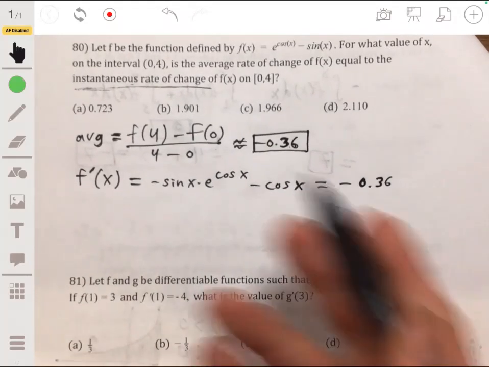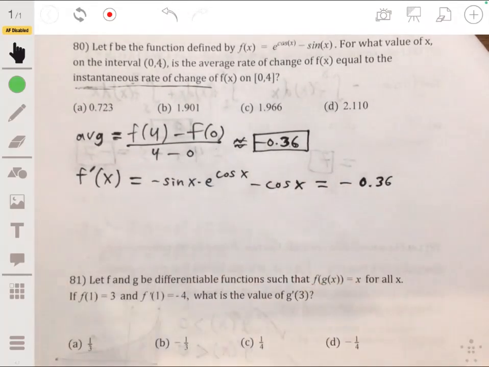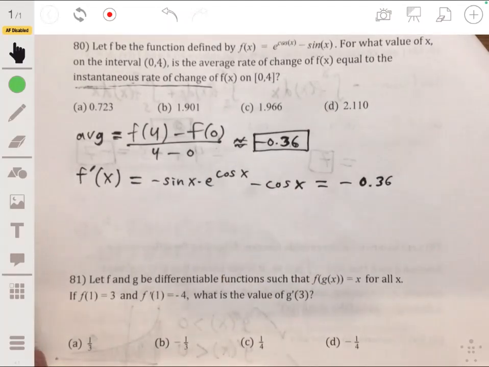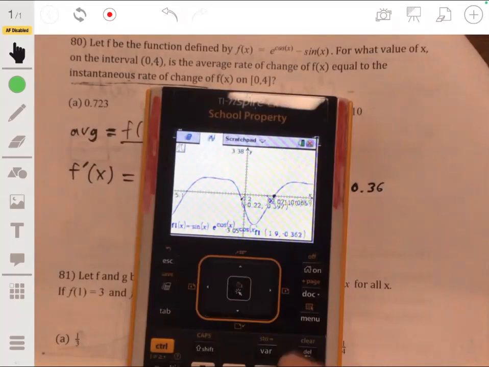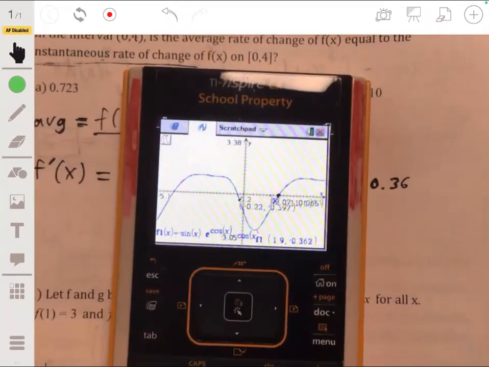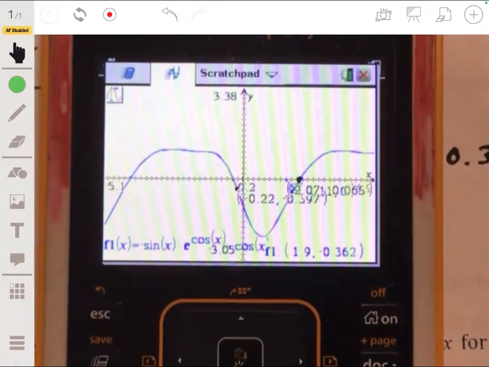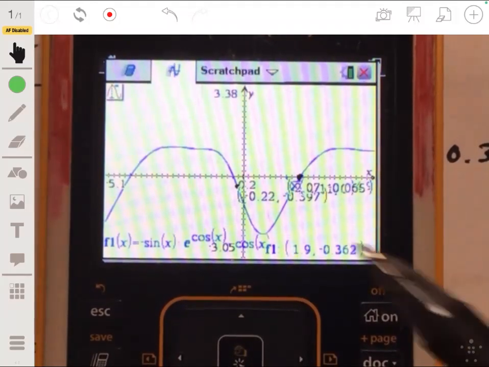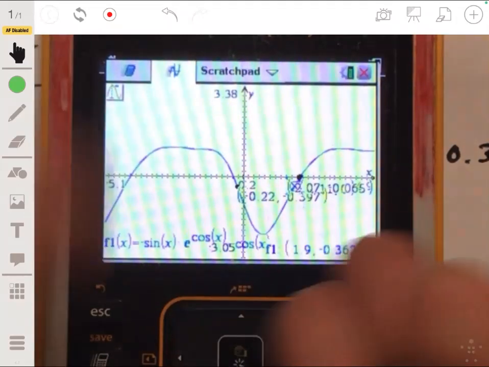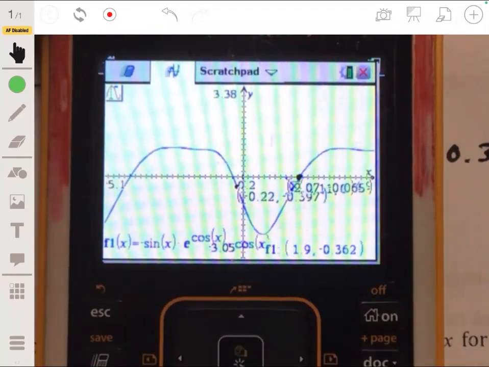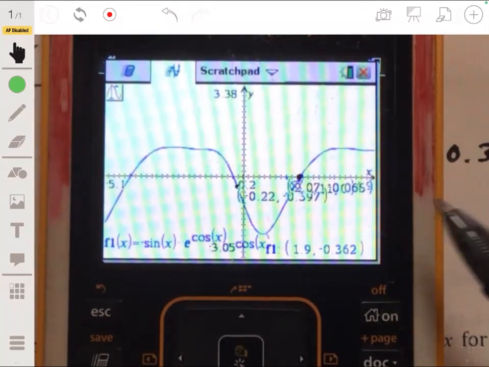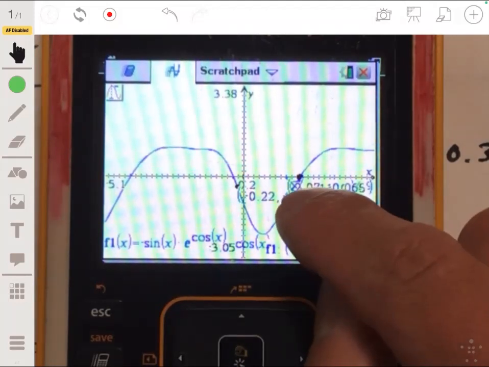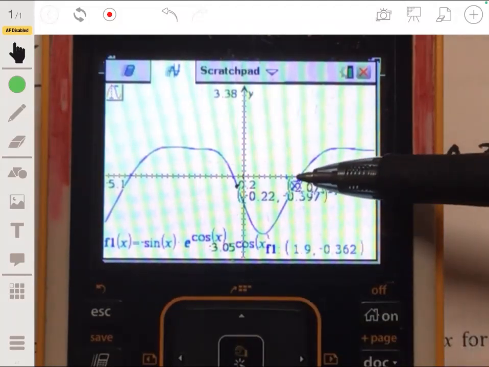The way I went about this is just making a graph of the derivative, quite literally. So I brought up my graph here. It's a little tough to see, and depending on whatever calculator you have, you may have a different screen or syntax, but that's independent of what we're trying to figure out. On this calculator, you can see over here.